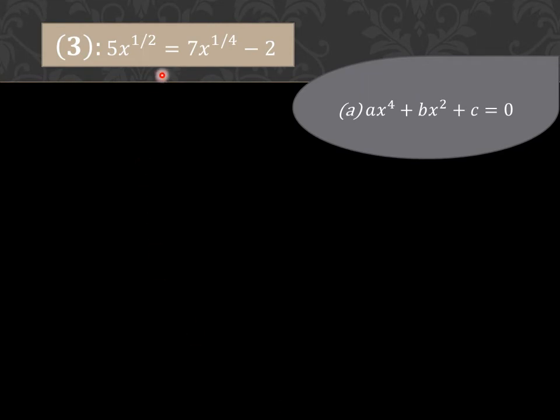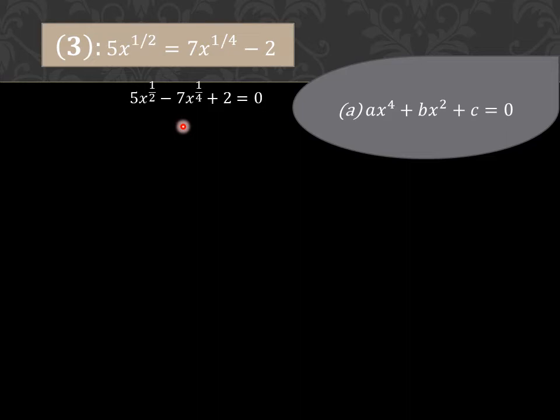Coming to question number 3. Question number 3 is also this type. But you may be saying that there was no fraction in the power, but we can have a fraction in the power, we can have a negative sign in the power, but there must be a power of it. Again, we have to arrange first. 5x^(1/2) minus 7x^(1/4) plus 2 equals 0. Now we will suppose. How can we know whether 1 over 2 is the smaller term or 1 over 4?